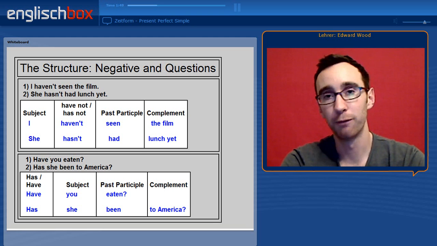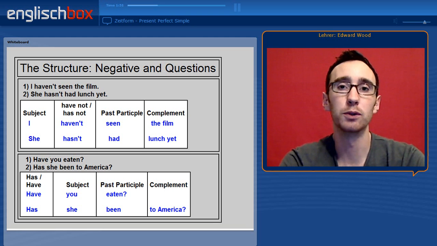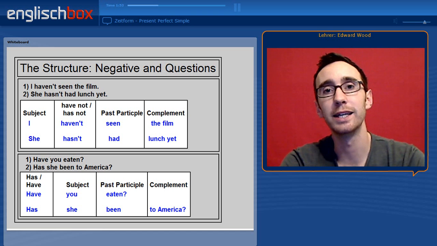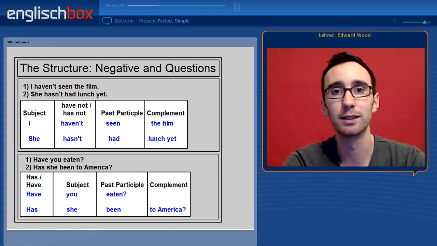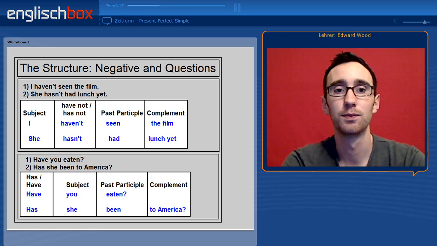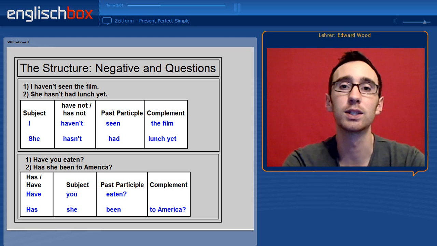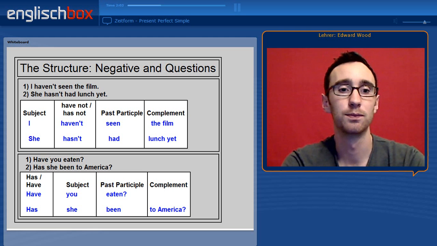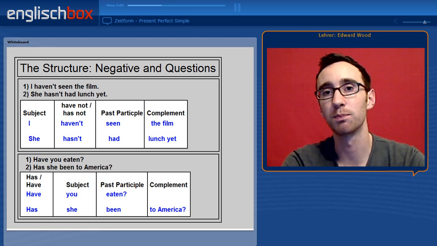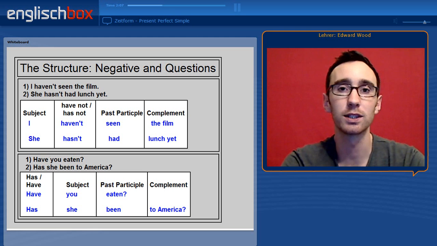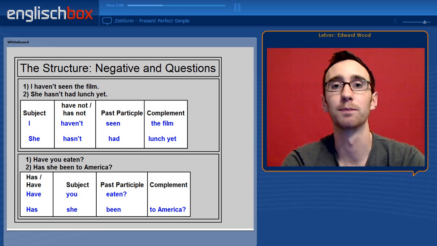A question is very easy to make. All you do is invert the auxiliary verb and the subject. So you have eaten in question form becomes have you eaten? Or she has been to America becomes has she been to America?